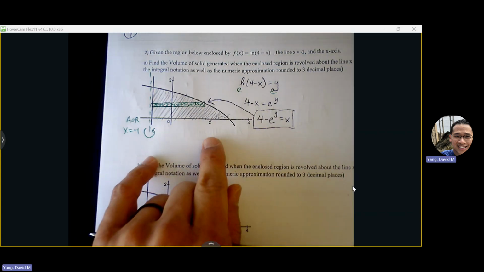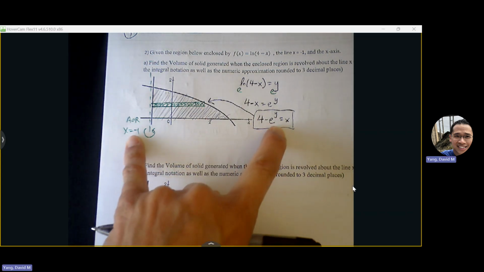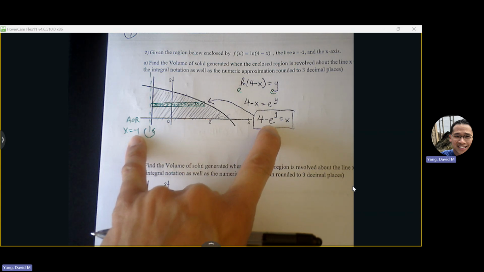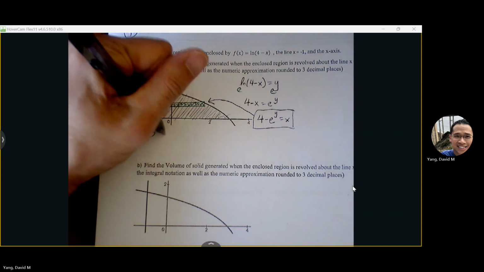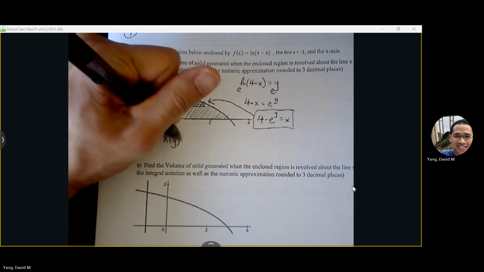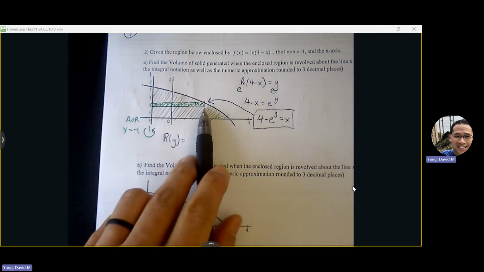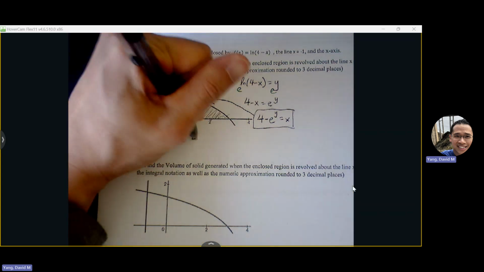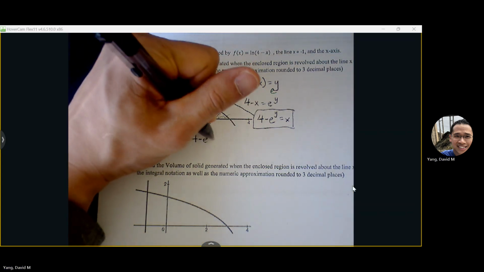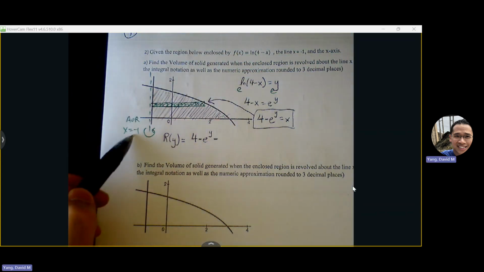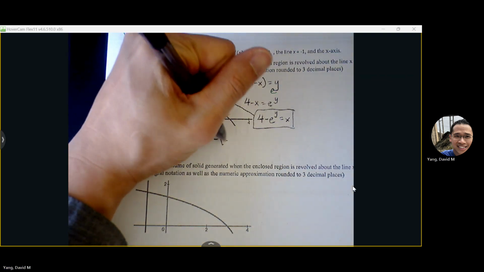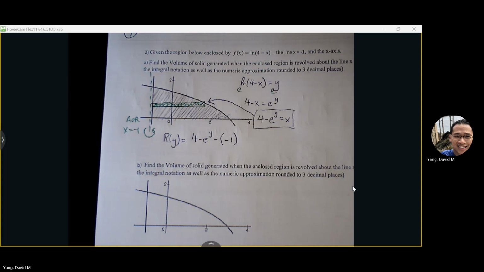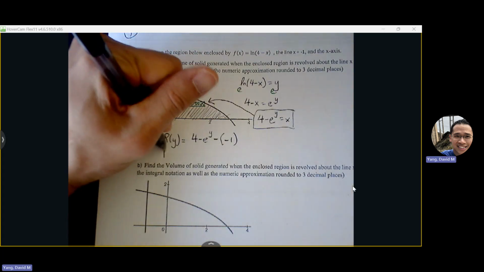So for this method, all we need are two boundaries here. We have 4 minus e to the y and x equals -1. That will help us get to our big radius. Right minus left: the right endpoint is sitting on the 4 minus e to the y. The left endpoint is sitting on the -1. Careful though that we keep track of two negatives there. Two negatives makes a positive.